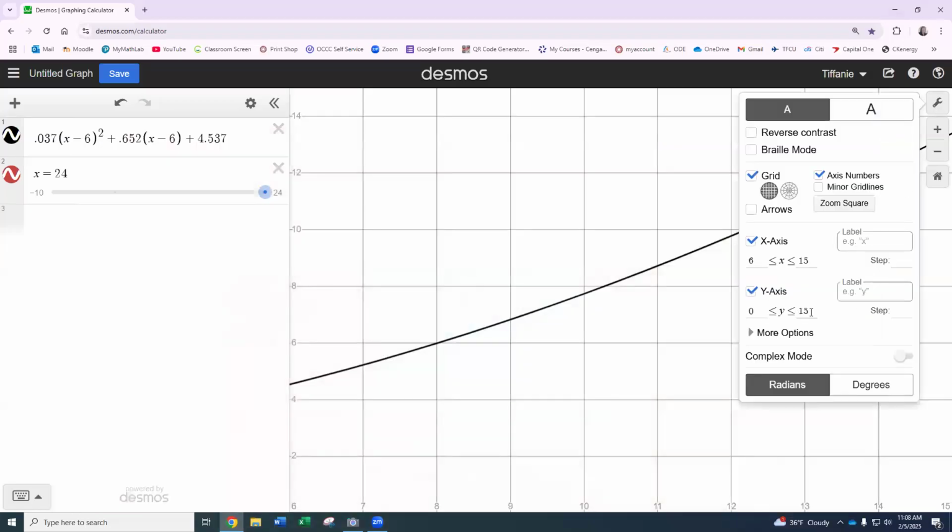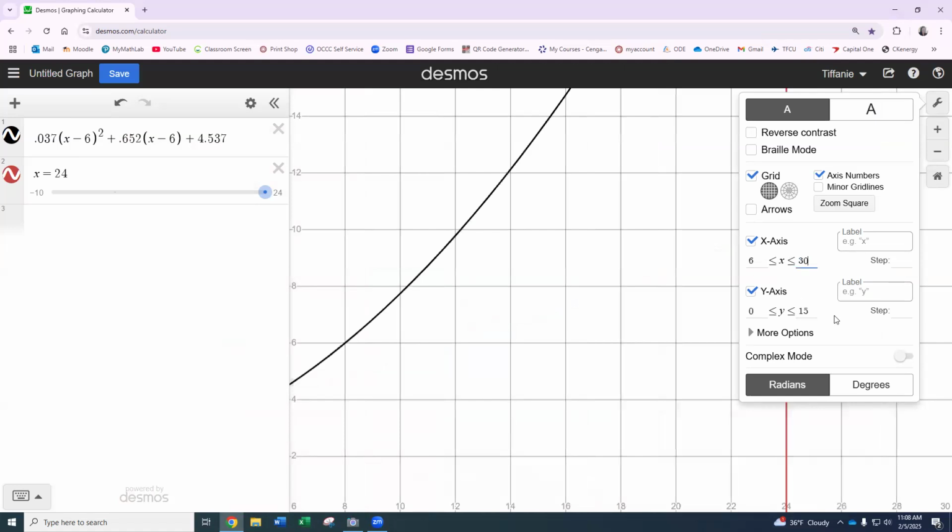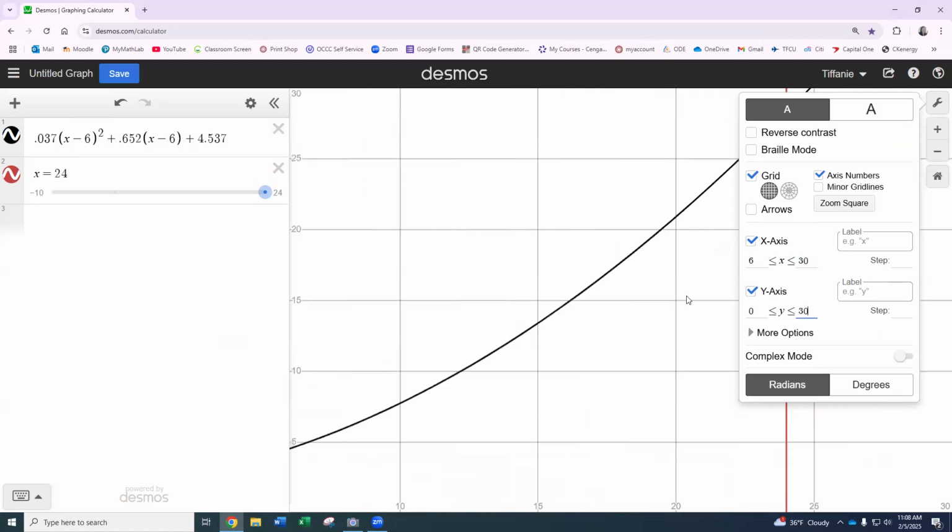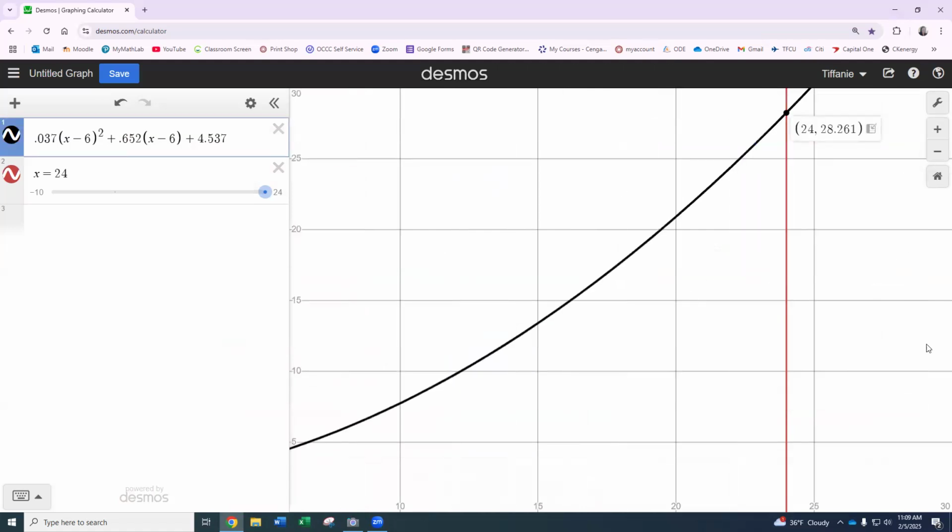So now I'm going to come in here and change this. If I need X of 24, I'm just going to go a little past it. So I'm going to go to 30. And I can see that this isn't up enough. So let's play around with these numbers. Is 30 big enough for that? And yeah, it's barely big enough, but it is.